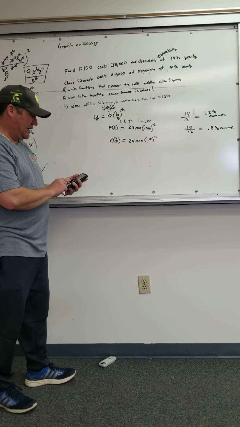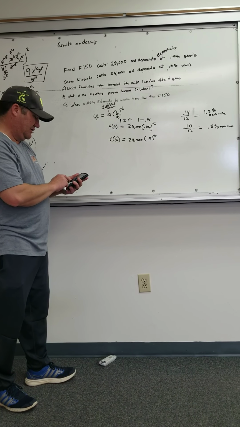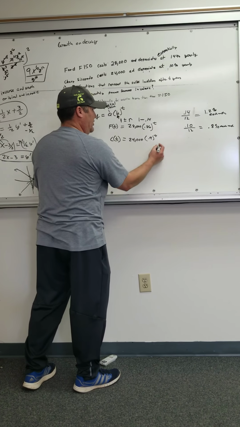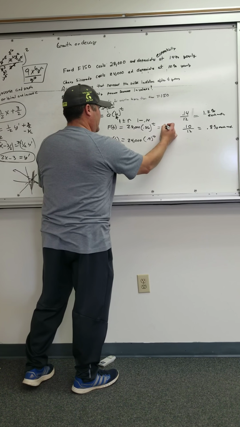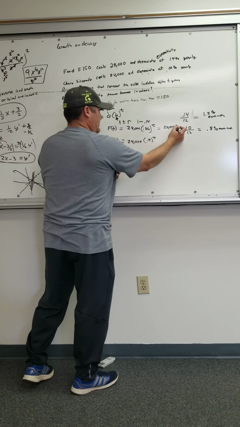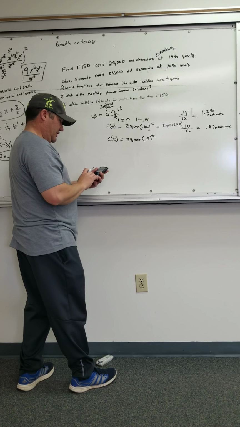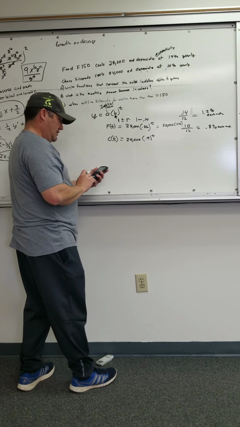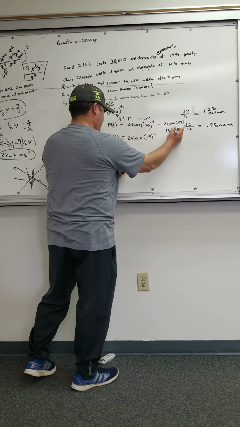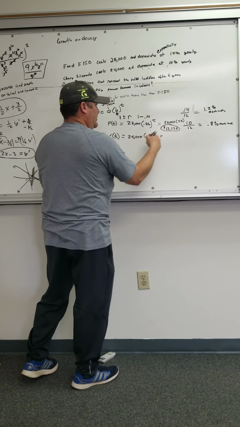So if we do 28,000 times 0.86 raised to the 5 years, if I put in 5 for t, that's 0.47. I do 0.47 times 28,000, and this one is now worth 13,172.